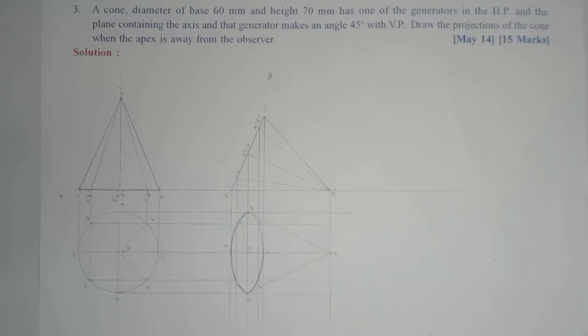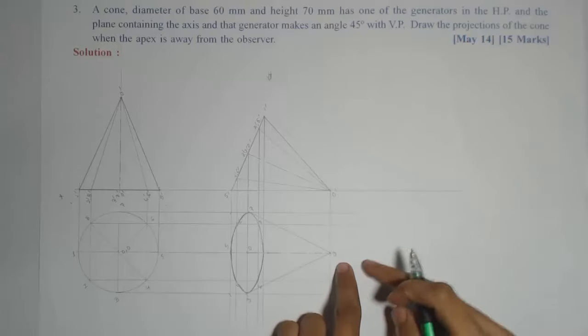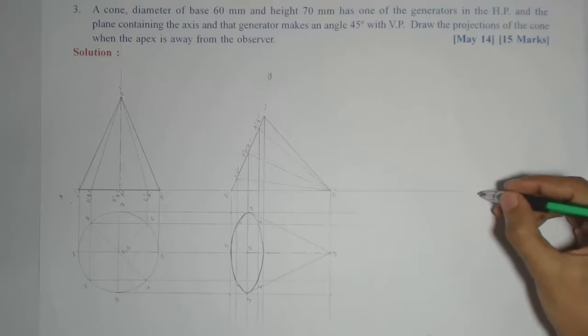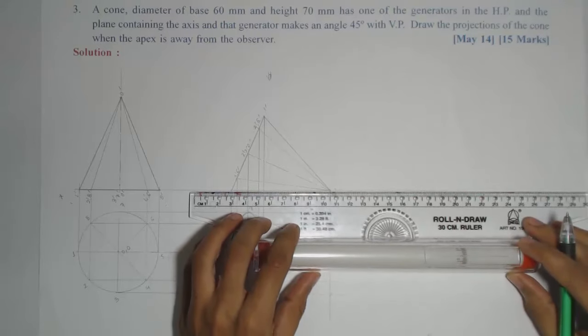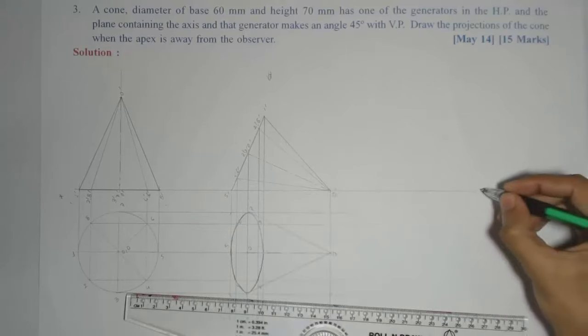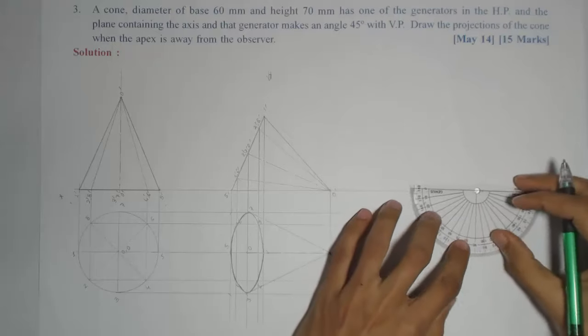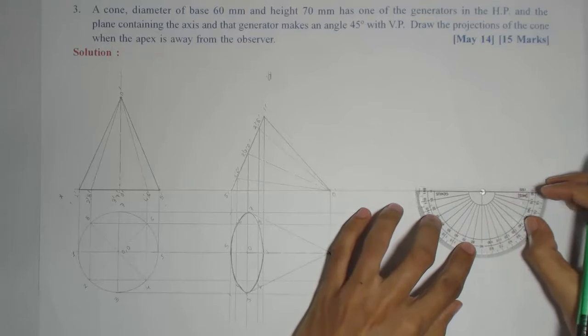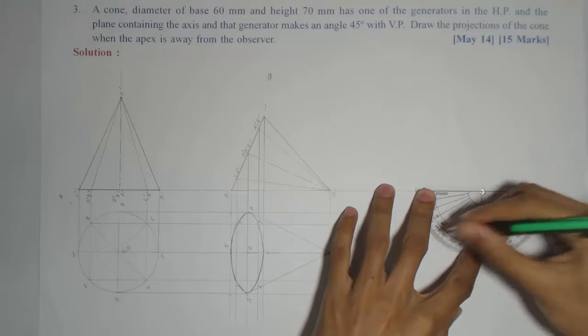So first I'll mark 45 degrees. If I want to tilt like this, I'll mark the 45 degree angle this way and not this way, so that this line will become inclined in this direction, so that the plane containing the generator and the axis will be inclined at 45 degrees. So I'll mark some point here, and with respect to that point, I'll measure an angle of 45 degrees, and on that we will mark the boundary of the rectangle. So 45 degrees.